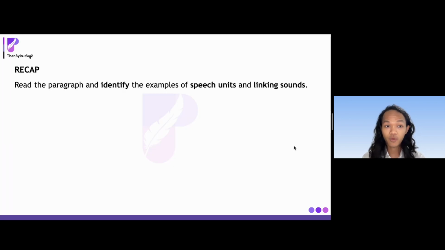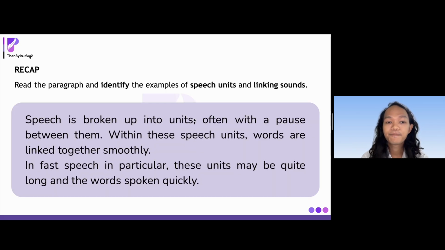So first of all, I'm going to provide you a paragraph, and what you have to do is quite simple. You will have to identify the examples of speech units and linking sounds. Okay, so here is your paragraph, and you may pause the video and decide the speech units and linking sounds within the paragraph. Pause the video.